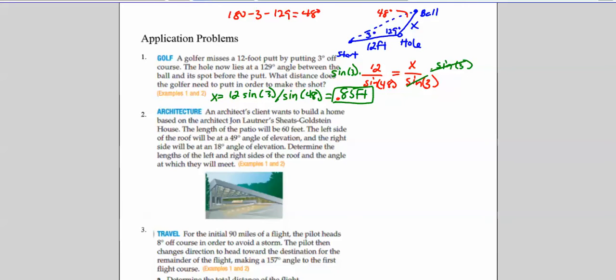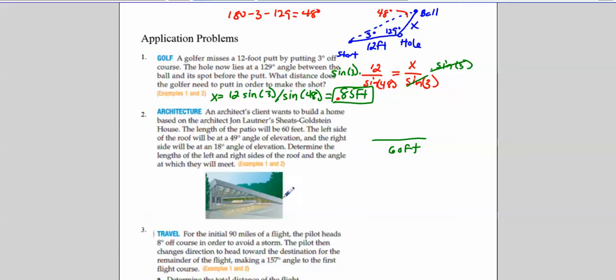Alright, architecture. An architect's client wants to build a home based on the architect Sheets Goldstein house. The length of the patio will be 60 feet. So let's see, where's that 60 feet going to be? That's going to be this part here on the bottom. So we have 60 feet here. And then you have these two sloping roofs.